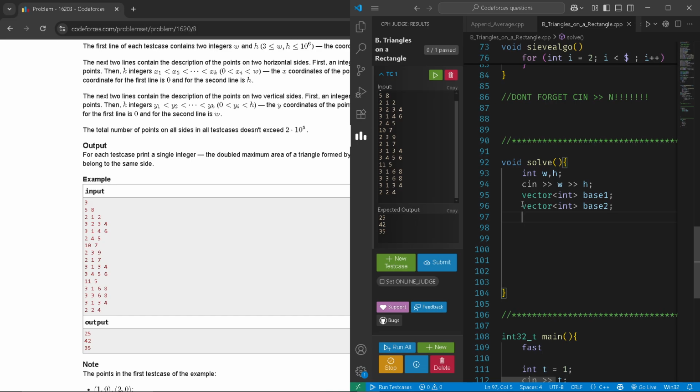And what I'll do is the base 1 values I'll multiply with the h and see which one is maximum, and base 2 I'll multiply with the width and see which one is the maximum. Then there I'll get the maximum area.